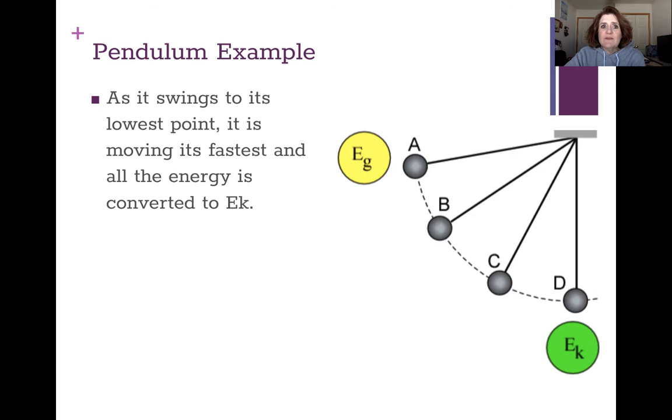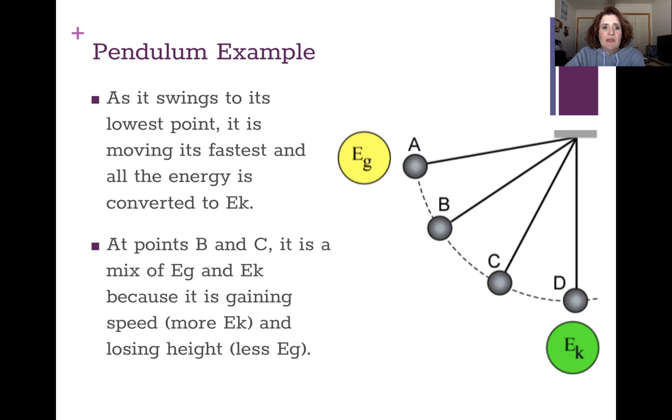Now, in between those two, as it swings to its lowest position, moving faster and faster, all of the energy that was Eg is going to be converted into Ek. But at positions B and C, it's going to be a mix of Eg and Ek, but not exactly half and half because it's not halfway between them. So we might say there is more Eg at B than there is at C, and more Ek at C than there is at B.